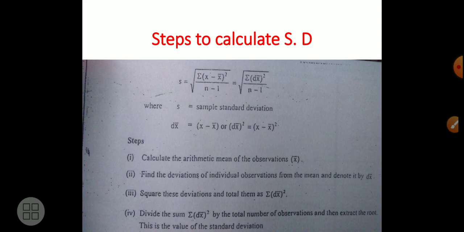The steps: calculate the arithmetic mean of the observations. First calculate the x bar value from the given data, that is, we have to calculate the arithmetic mean. Find the deviations of individual observations from the mean, denoted by dx bar. Then square these deviations and total them as summation (dx bar) whole square. Now divide the summation (dx bar) square by the total number of observations and then extract the root. This is the value of the standard deviation.